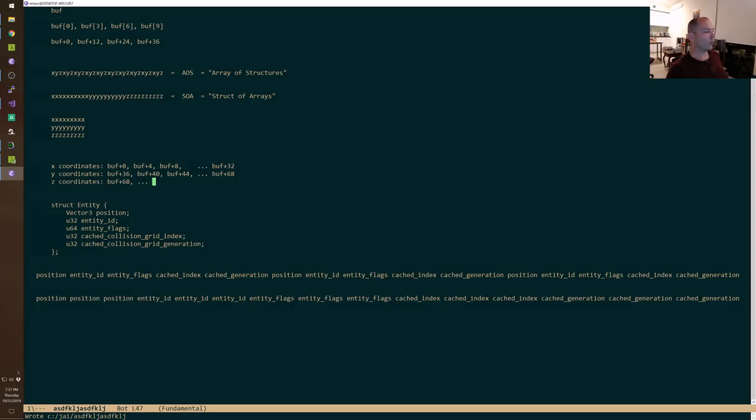So if I have one thing with 9 elements and I want to get the Y coordinate, the first Y coordinate is buff plus 36. If I have a thing with 10 coordinates and I want to get the first Y coordinate, it's buff plus 40, which means that the function that's loading these things can't have the offsets statically baked in. It has to know how many elements there are and do a multiply and all that. And that's annoying, right? Whereas with this, if these are tightly packed together into an array, you just know the offset, right?